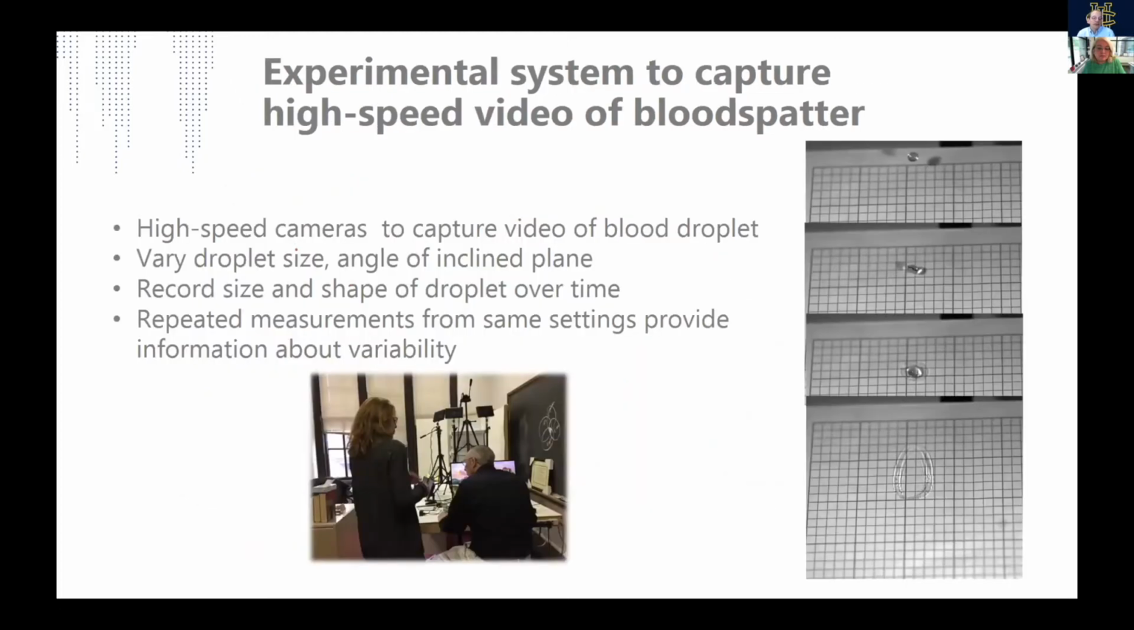And the last piece of CSAFE 1.0 I want to describe is a group at Carnegie Mellon that set up a high-speed video camera to collect data. And they've been in early stages of doing experiments. The pictures you see are from a water droplet, but they're also working now with fake blood droplets. And you see a sequence of 4 frames here that show the drop occurring.